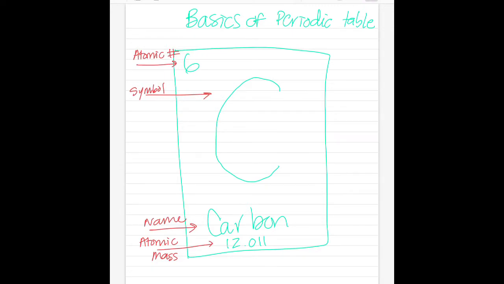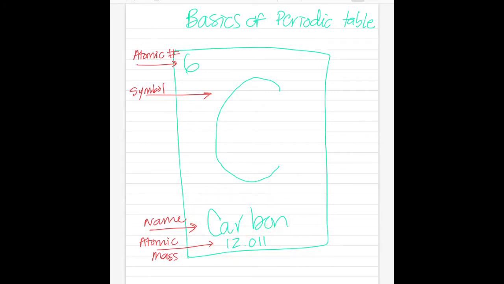Just some basic information of what's in the boxes on the periodic table. There's a whole bunch of boxes on the periodic table. The big C in the center is the symbol. The number up in the corner is called the atomic number. This is the name, and then you have the atomic mass here.